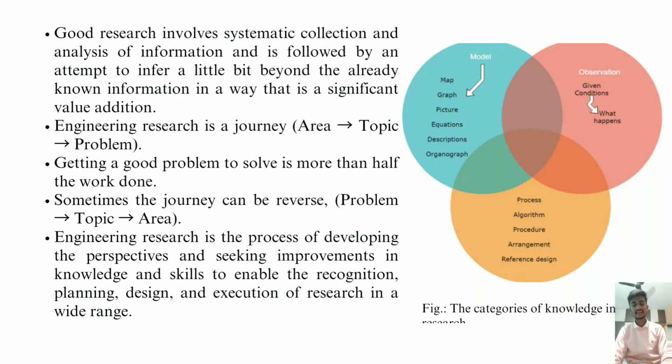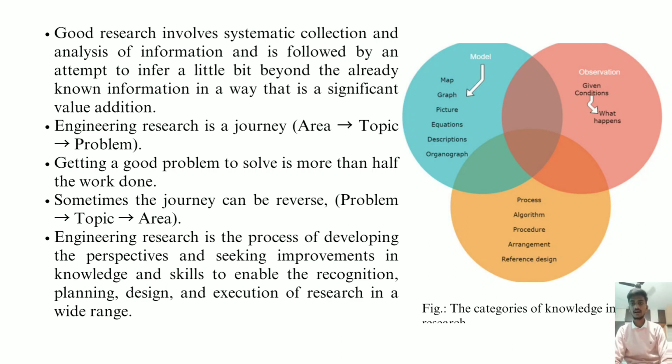Next is the categories of knowledge in research. Good research involves systematic collection and analysis of information, followed by an attempt to infer a little bit beyond already known information in a way that has significant value addition. Engineering research is a journey of area, topic, problem. Getting a good problem is more than half of the work done. Next, sometimes the journey of research is reverse.